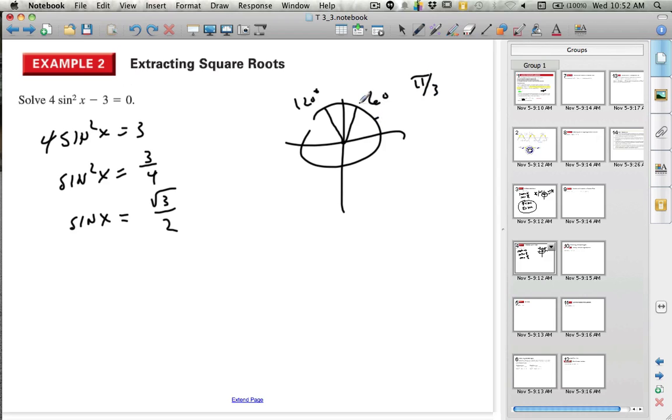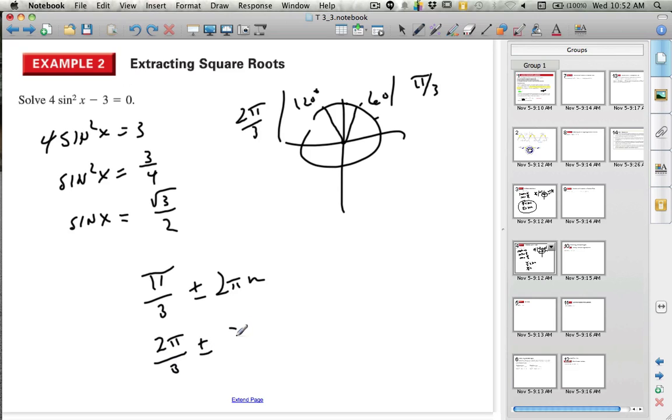So we'd have 1 pi over 6, 2 pi over 6, 3 pi over 6, 4 pi over 6, so that's also 2 pi over 3. Okay, so we'd have pi over 3 plus or minus 2 pi n, and 2 pi over 3 plus or minus 2 pi n as our solutions.